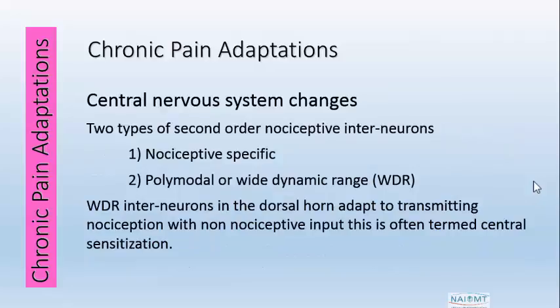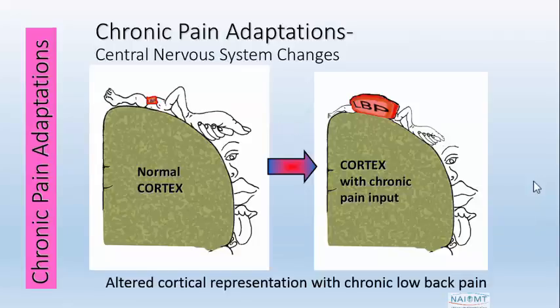In the central nervous system, there are two types of nociceptive interneurons. Some of them are nociceptive specific, the others are polymodal, or wide dynamic range cells. In the second case, wide dynamic range interneurons in the horn can become sensitized and begin to transmit nociception when they experience non-nociceptive input. This is central sensitization. Changes we see within the cortex: the normal homunculus, our brain's representation of different parts of our body, very hand and face dominant experience of the world.